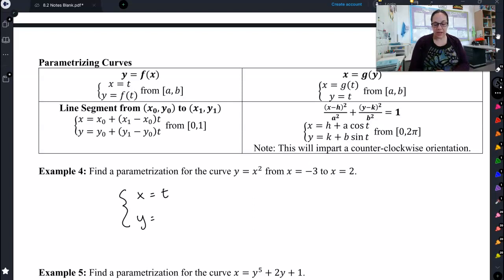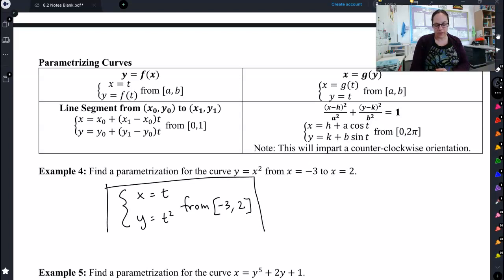Our second equation is going to be the equation given to us, but we're going to replace all the variables with t instead of whatever they are. So instead of x squared, I'm going to have t squared. And then I want to say from, just list the values they give you, from -3 to 2. And that's really it. That's all.